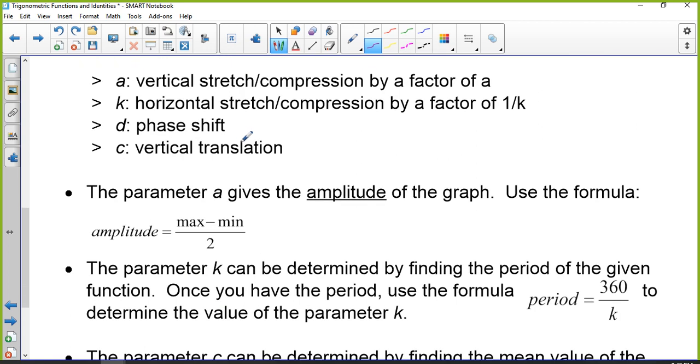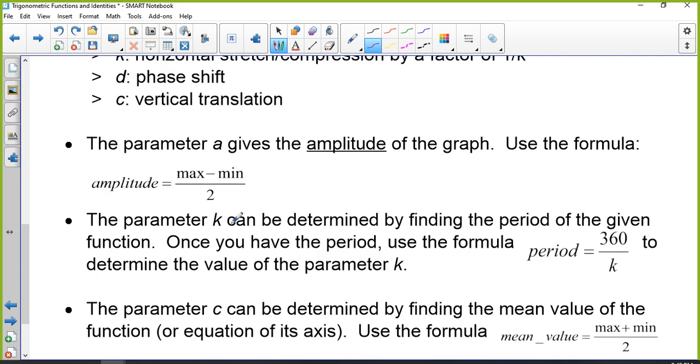Now, some other things about these parameters that are important. The A parameter, which is a vertical stretch or compression, also gives the amplitude of the graph. So whatever the value of A is what the measure of the amplitude is. The parameter K is really important because we can figure out what the period of the graph is depending on what that parameter K is. Now, there's a lot to take away there. I can show you with Desmos, let me just get Desmos up and show you just a quick sketch of what I mean here.